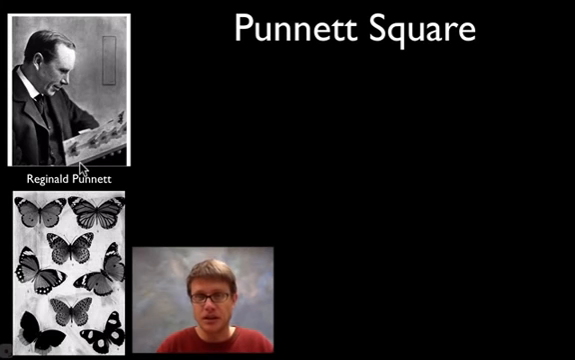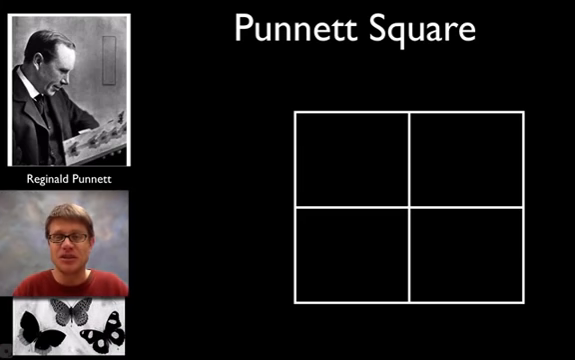This is Reginald Punnett. He didn't really work with Punnett squares, however, he did work with genetics quite a bit. He did work with mimicry in the butterflies, and so his name is probably associated with genetics just as much as Mendel. And it's through the use of the Punnett square.